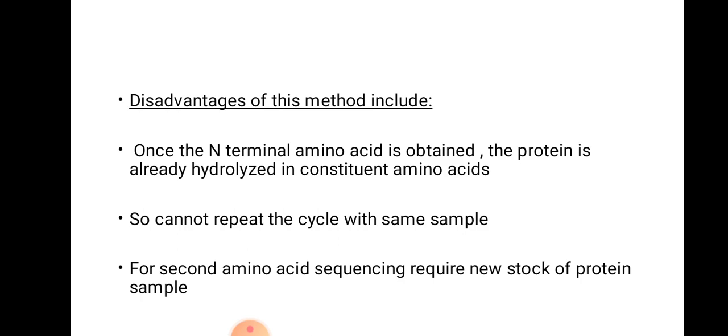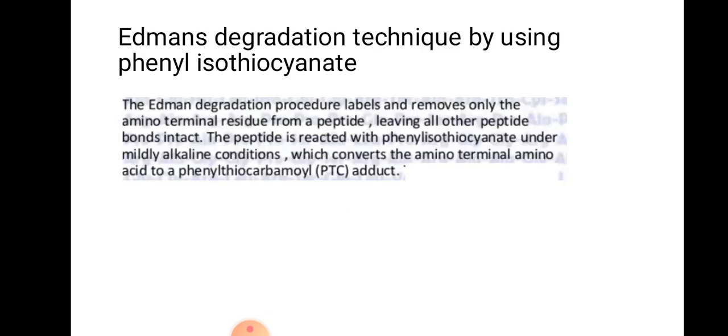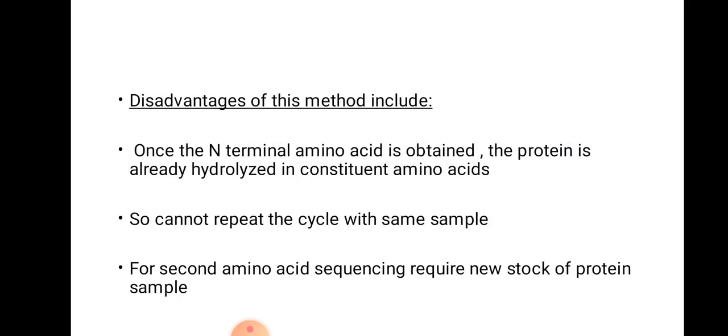So, what is the disadvantage? The entire polypeptide chain is degraded by acid hydrolysis. So, we will only be able to identify the N-terminal amino acid. The rest of the polypeptide chain is fully degraded by acid hydrolysis. So, for second amino acid sequencing, we need a new stock of protein sample. Same is with the Dansyl chloride. There also the peptide chain is fully degraded by acid hydrolysis. So, we will only be able to detect the N-terminal amino acid.